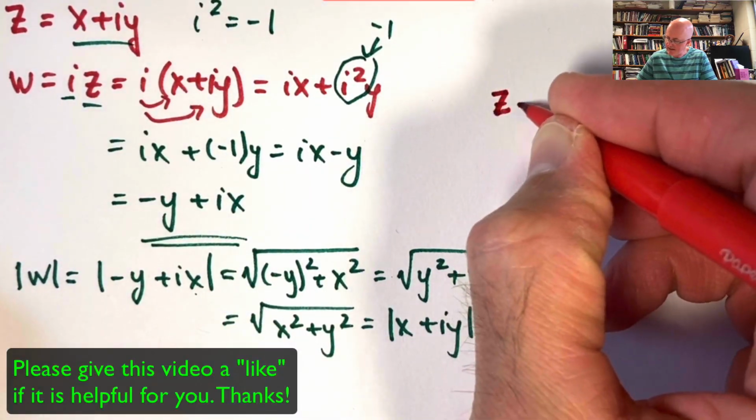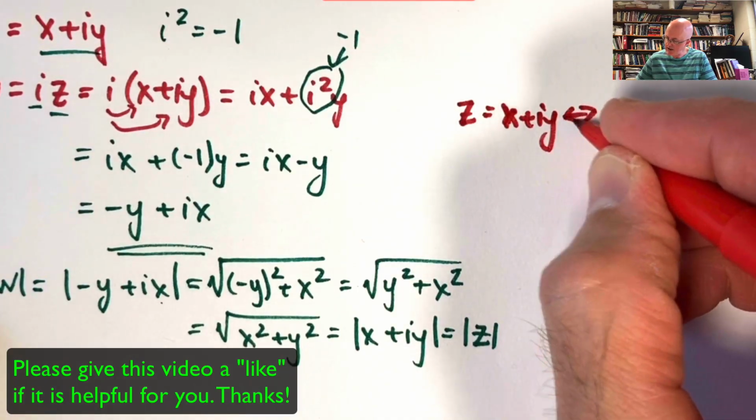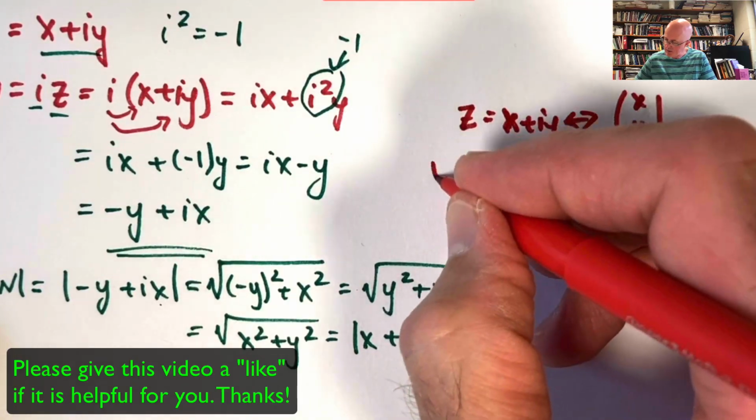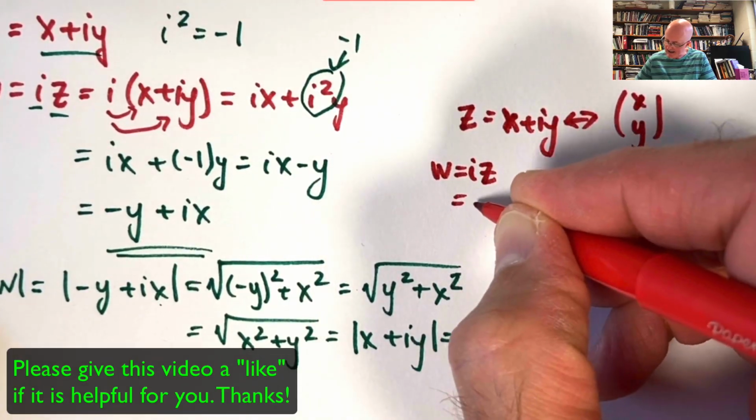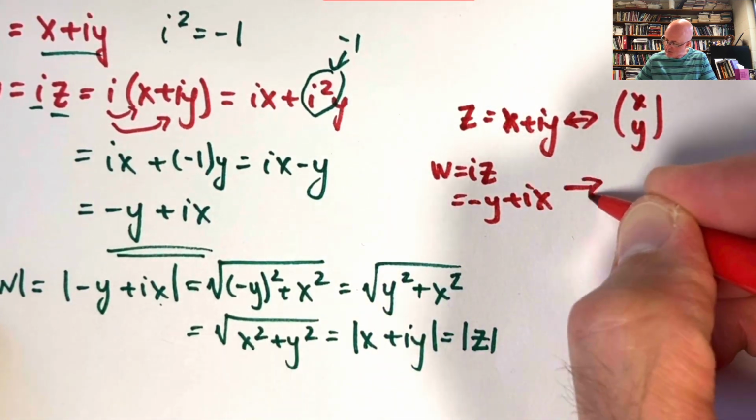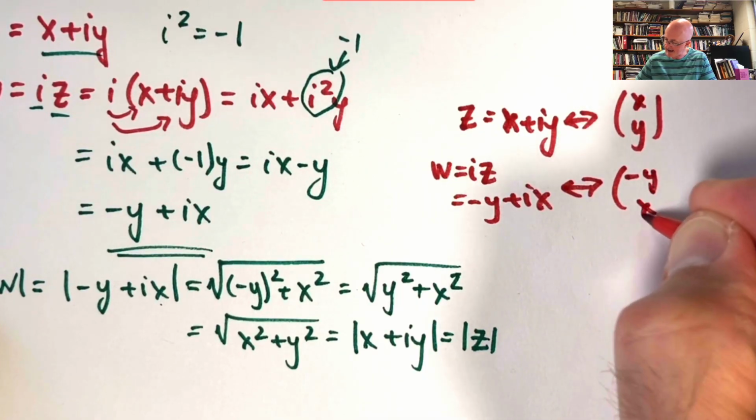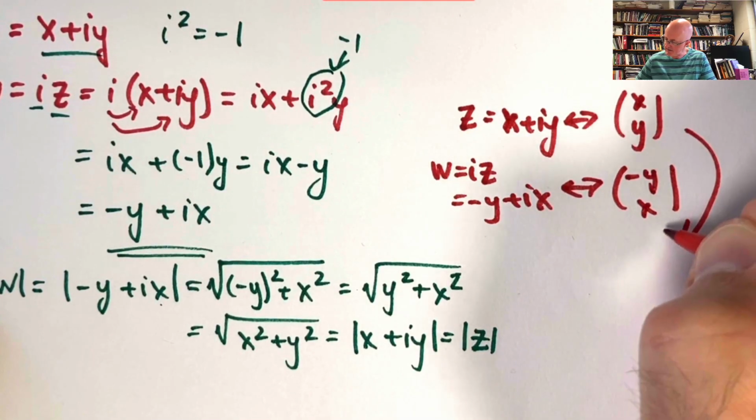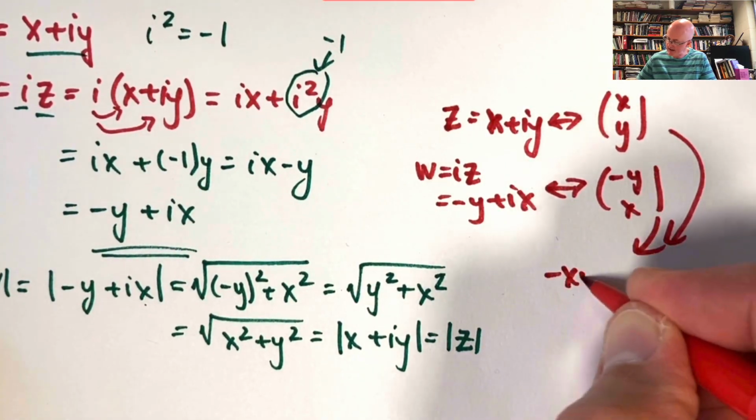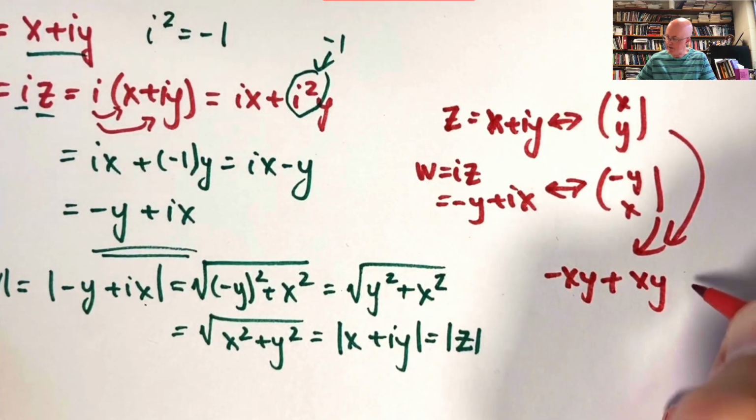Once again, we go back to thinking about z as x plus iy. In terms of vector notation, that would correspond to the vector with components x and y. And w was i times z. That was, again, as we saw here, negative y plus ix. In terms of column vectors, that would be a column vector with components negative y and x. And if we take the dot product of these two vectors, multiply the first components, x times negative y is negative xy. Multiply the second components, y times x is xy. Add the results, we get 0.